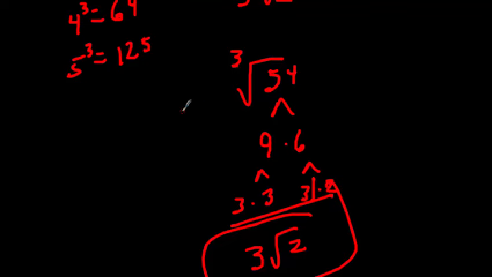So whichever way you see is a little bit faster. Personally, I think this way may be a little quicker, unless you can see that 54 is definitely 27 times 2 really fast and efficiently.